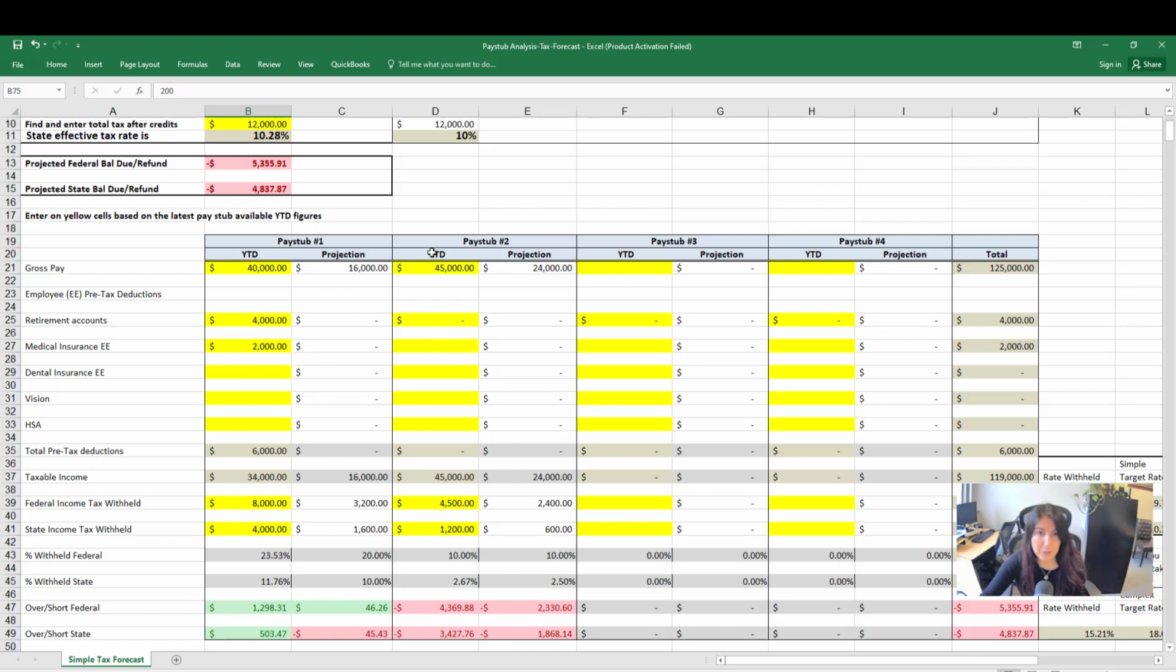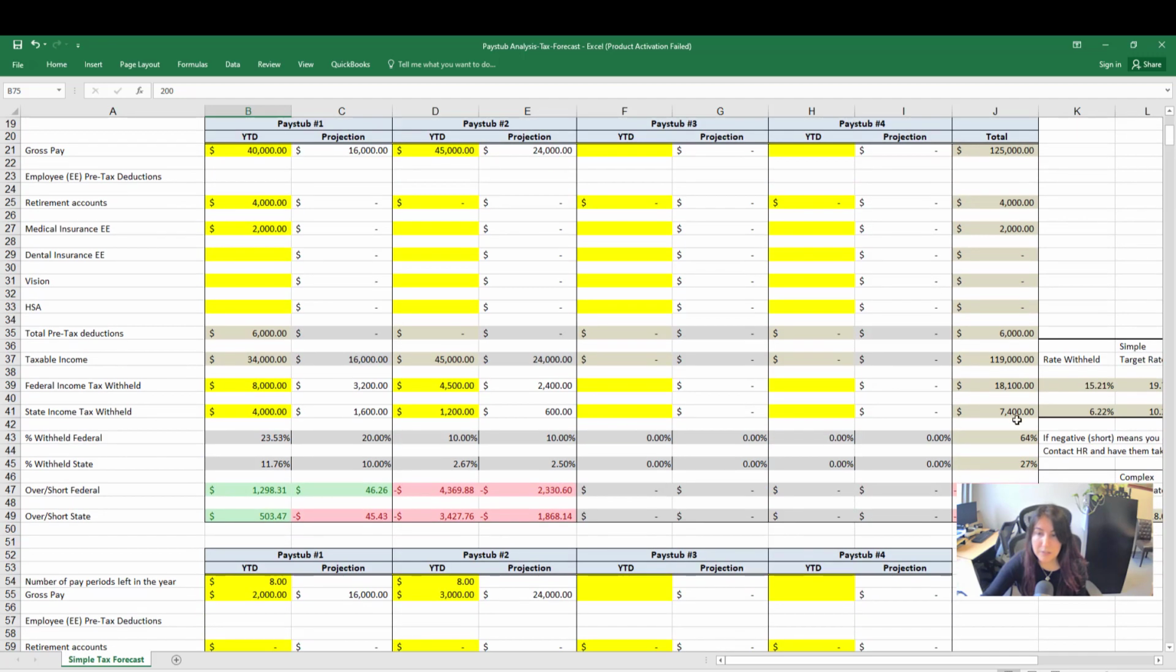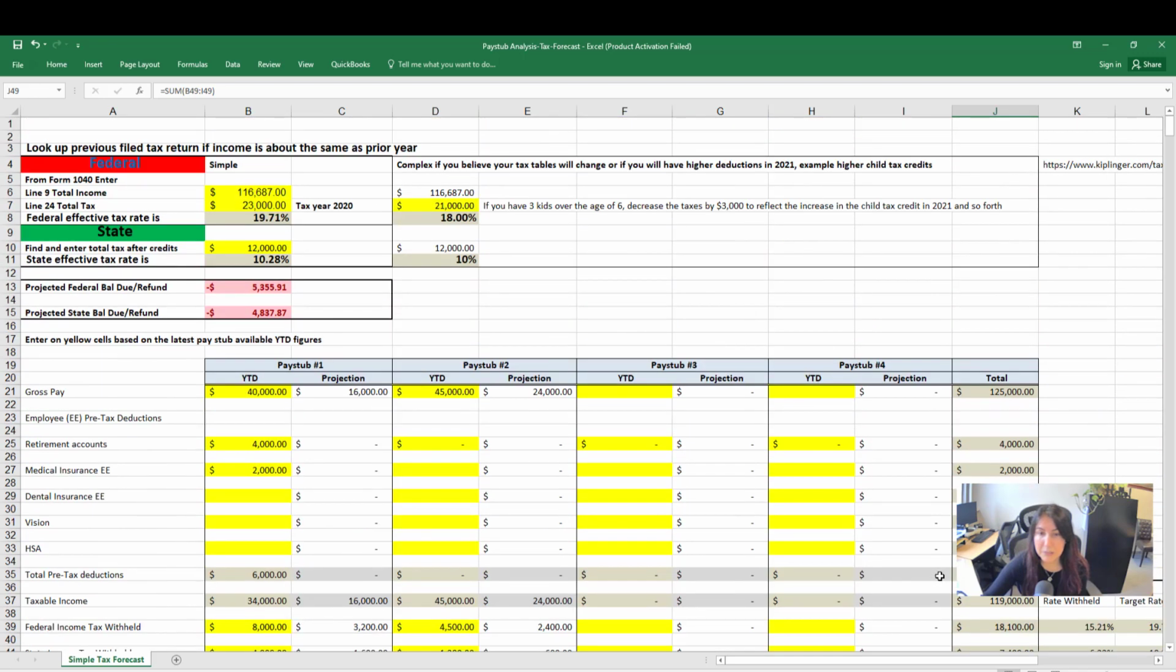So after you do that for both spouses if they're married, or for both jobs if the guy's single, or if he only has one job, then you only have to do this for one pay stub. Nice and simple. You can look at the totals here, and the totals will tell you, okay, including the projected amount for the remainder of the year, this client is going to probably owe the IRS about $5,355 and going to owe the state about $4,800. It just gives you an idea of how much they are going to owe.